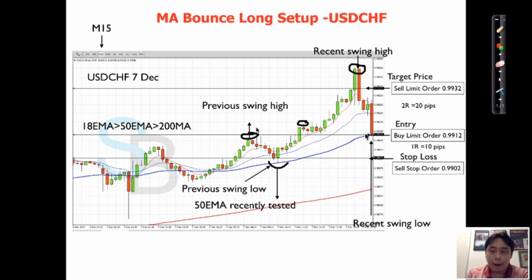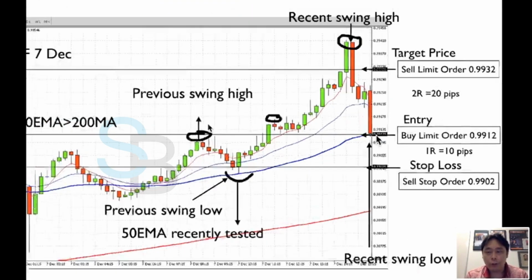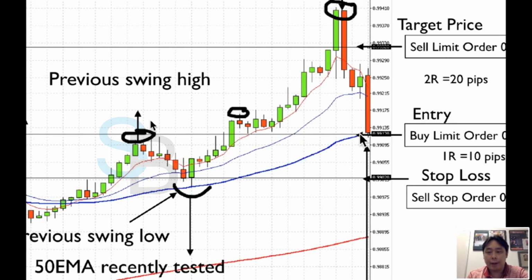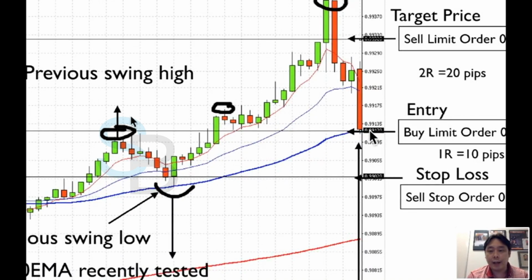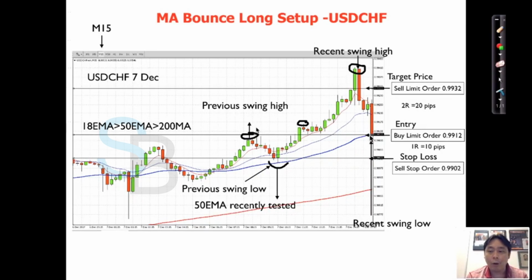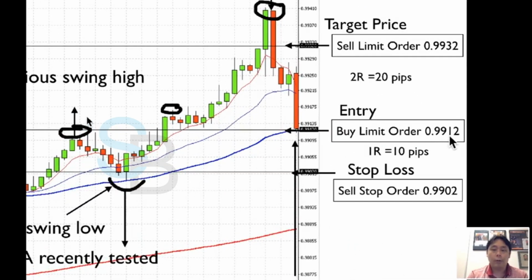Okay, next, my recent swing low, which is my intended entry price at the 50 moving average, is higher than the previous swing low. So again, higher highs, higher lows, clear uptrend pattern. 50 moving average tested before gives me confidence that it would bounce off the 50 moving average. Okay, so I place my buy order at 9912. Again, when I place my buy order, the price is still coming down. It has not hit my buy order yet. So I'm hoping it's going to go down to 9912, trigger my buy order, buy, and bounce up.